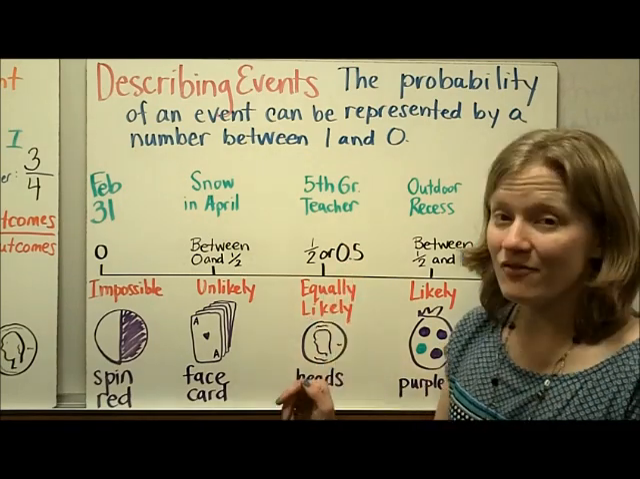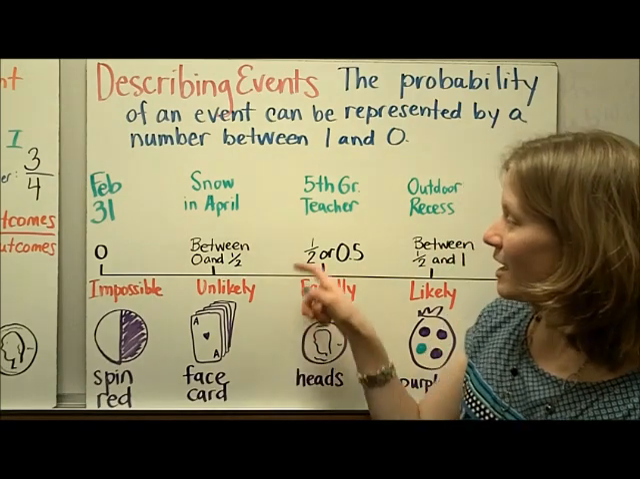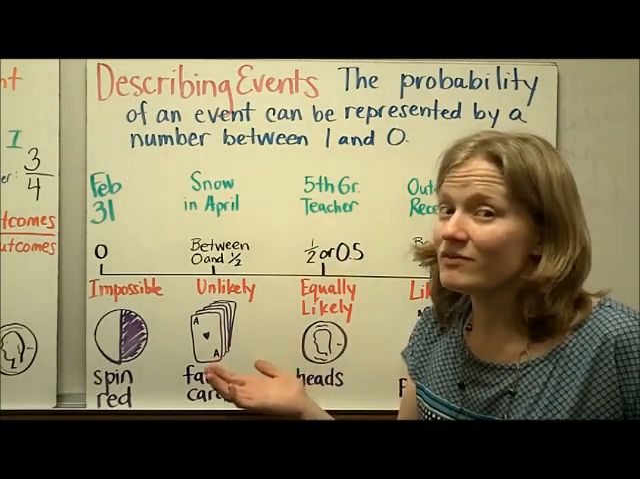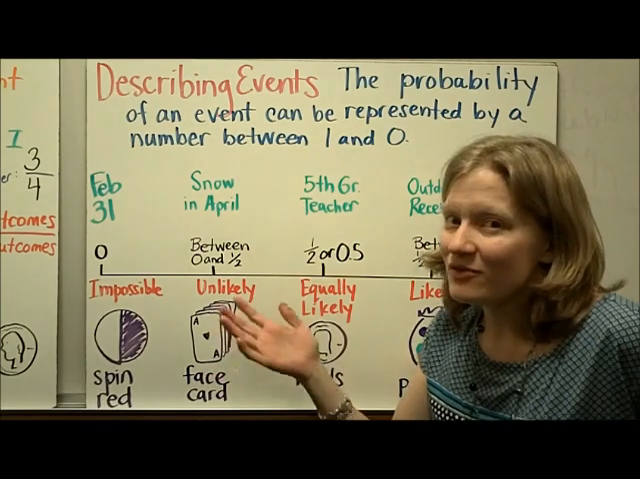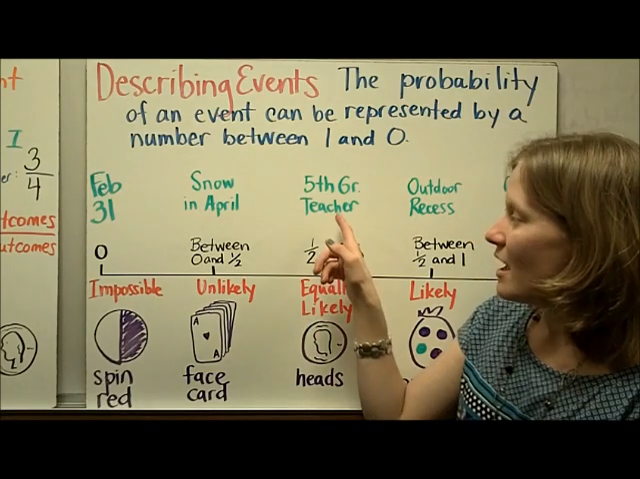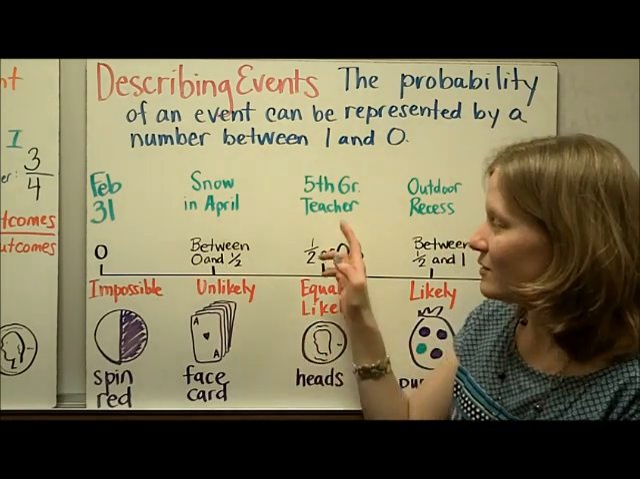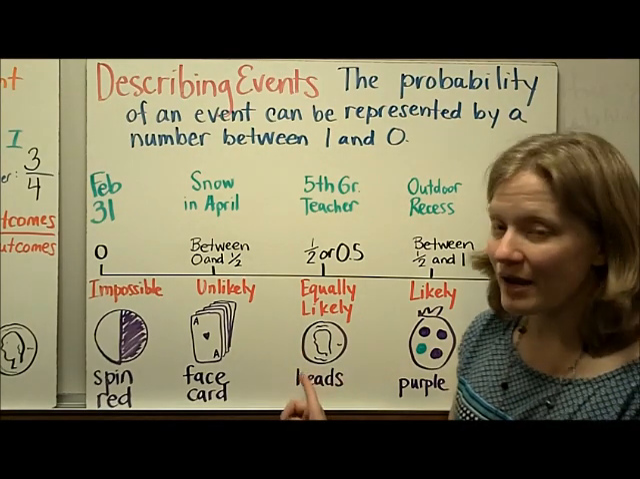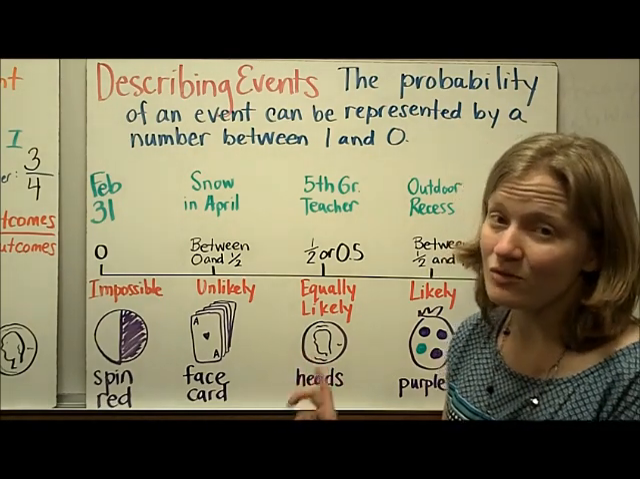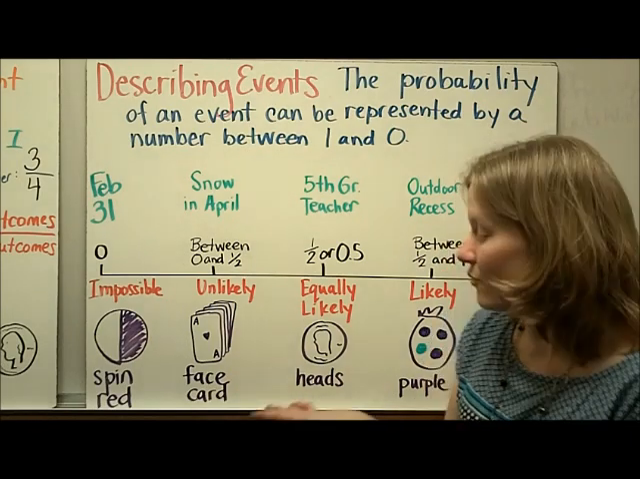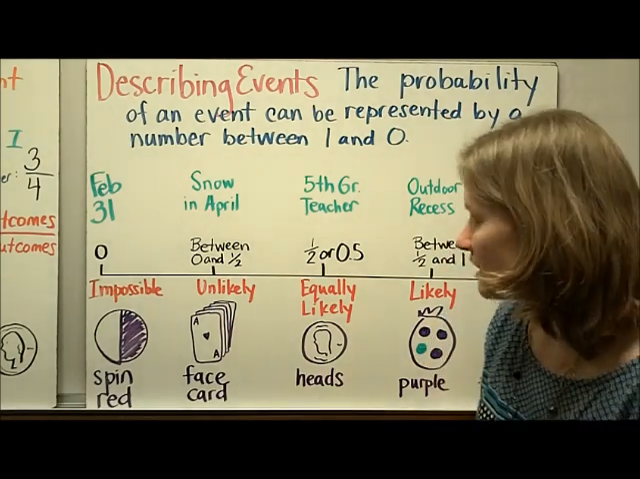We call these kinds of events equally likely. Next year, when you go to 5th grade, it's equally likely that you'll get either of the teachers. You have a 50-50 chance. Sometimes you hear people say a 50-50 chance of getting one teacher or the other. So it's equally likely. If we had a coin, it would be equally likely that you would flip heads and tails because there's only 2 choices and you're going to get one of them.